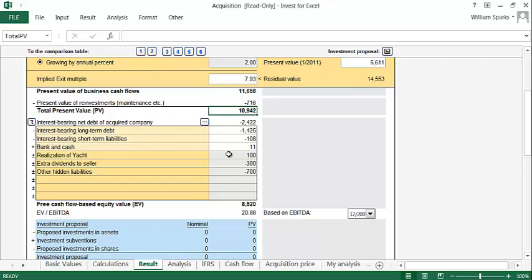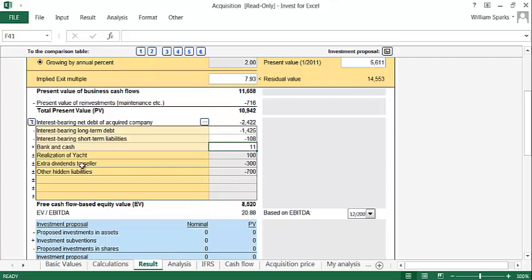So now we deduct the debt. The interest-bearing long-term debt, 1.4 million, is deducted. The interest-bearing short-term debt, 100,000, is still deducted. And we have some money, 11,000 on the account. This is added to the value.